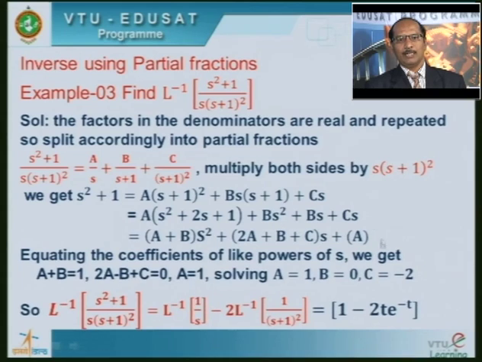Lastly, I compare the constant terms. The left hand side is 1, the constant term, and the right hand side is a. So, a is equal to 1. Solving these three equations, we find the a, b, c values.